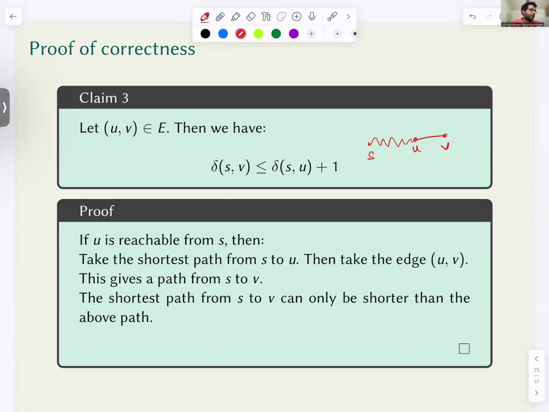Of course, that is just one way to reach V from S. So the shortest path from S to V could be smaller than this, but it cannot be bigger than this. One way from S to V is to go through U, which gives you a distance delta SU plus 1. But this is just one way; there could be other ways. So that gives you this inequality. This is clear, right? At least this one is clear.